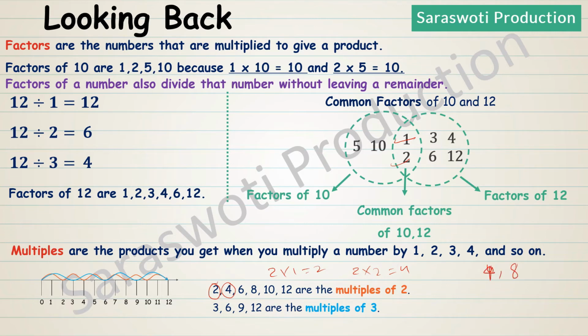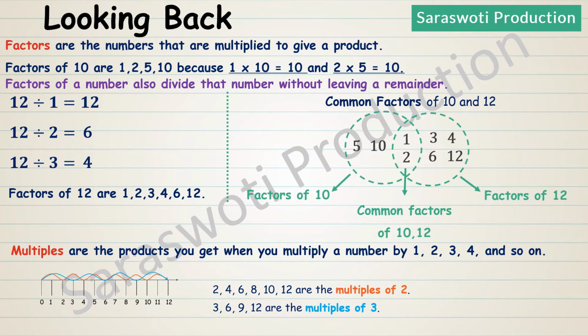Because 4 ones are 4, and 4 twos are 8, and 4 threes are 12, and it goes on. So we have understood what multiples are: basically the product which you get when you multiply a number by 1, 2, 3 and so on. Okay, that was easy. Now I want to learn what common multiples are.